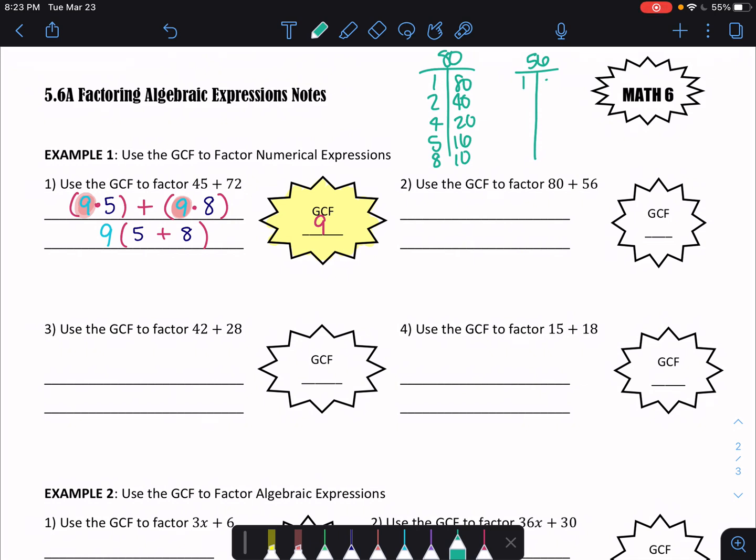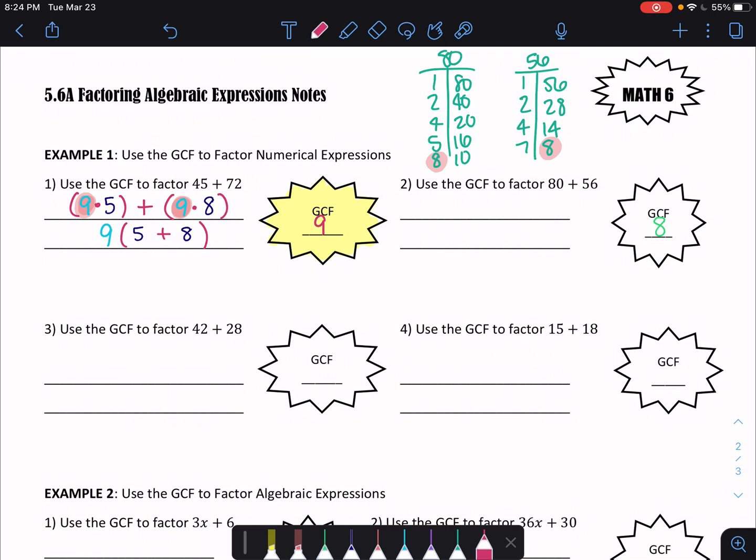And then for 56, it's going to be 1 and 56, 2 and 28, 4 and 14, 7 and 8. So I can see that they have an 8 in common. So that's what I'm going to use as my greatest common factor. That's going to go in my little starburst.